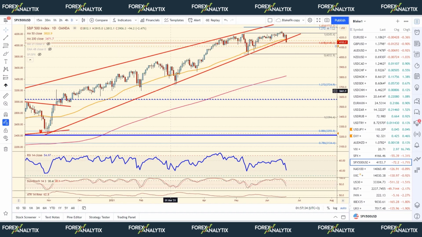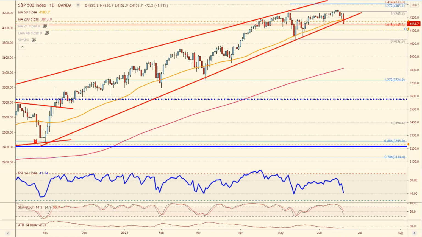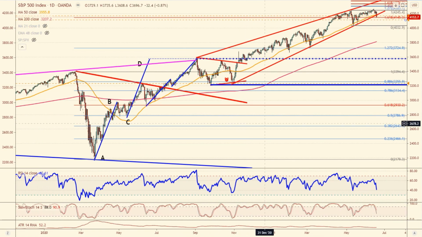All right, I'm going to talk about some price action in the market, and I'm going to take you away from ForexAnalytix and over to the TradingView charts because I want to be able to draw on these charts. And like I said, I want to talk a little bit about price action.